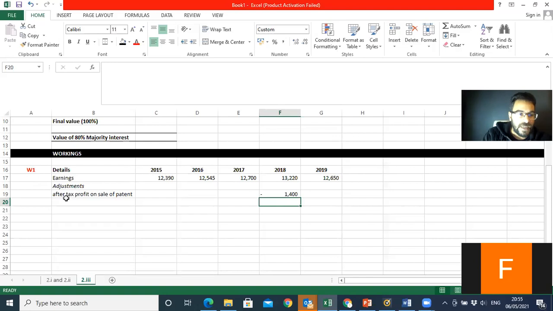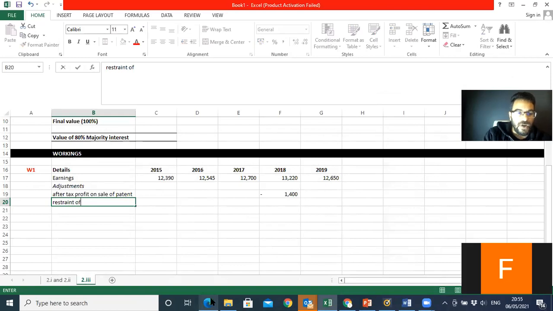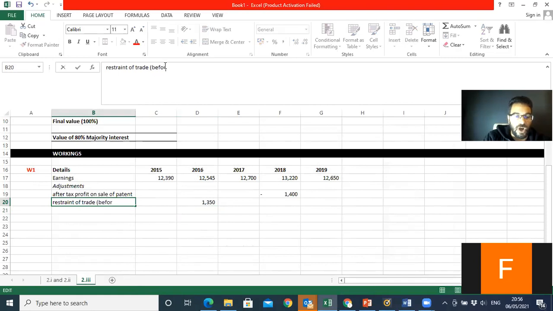Then we have restraint of trade in 2016. For the restraint of trade, it is sitting in the 2016 number, 1.35 million. Remember, included in the earnings is this restraint of trade payment. That is an expense, so it reduced the 2016 earnings figure. So to remove it, we need to add it back. 1.35 million divided by 1,000, because all the numbers are in rand thousands, so it's 1,350. But remember, this is a before tax amount, so we need to take an after tax amount.